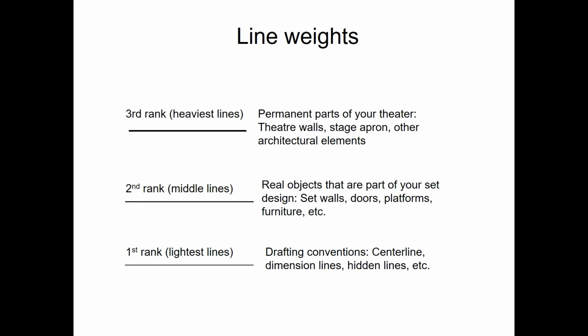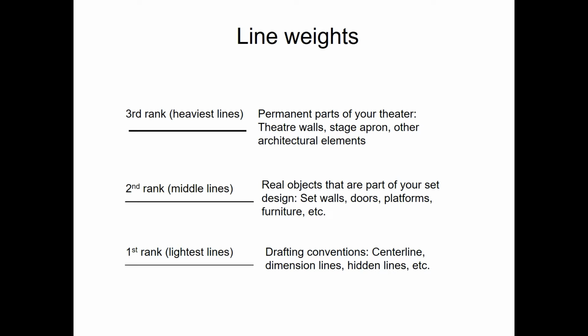And then things that aren't real, that are just drafting conventions, like a center line. We're not actually going to build a center line. A center line is just a place that we measure from. It's the middle point of our proscenium arch, or the middle point of our theater, right? So that's just a way to help us figure out where something is on stage. It's not actually something that's going to be constructed in the same way that the plaster line overhead or the swing of a door, those kind of things.